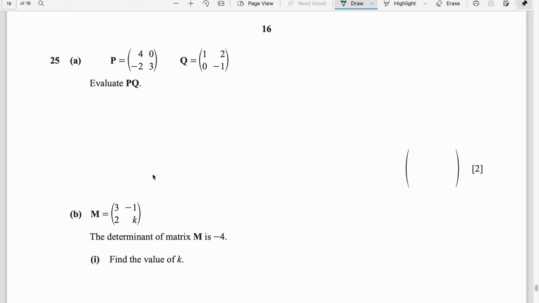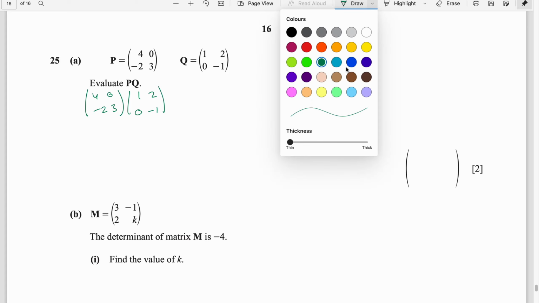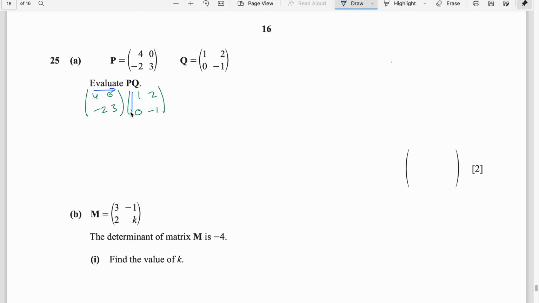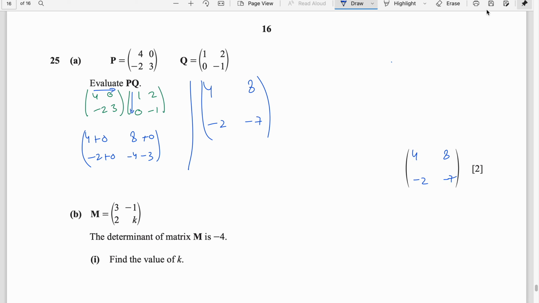Question number 25. Evaluate PQ, so multiply these two matrices, 4, 0, minus 2, 3, into Q, which is 1, 2, 0, minus 1. So row into column: first row, first column, 4 into 1 is 4, plus 0. First row, second column, 4 into 2 is 8, 0 into 1 is 0. Second row, first column, minus 2 into 1, 3 into 0, minus 2 into 2, 3 into minus 1, which becomes 4, 8, minus 2, minus 7.